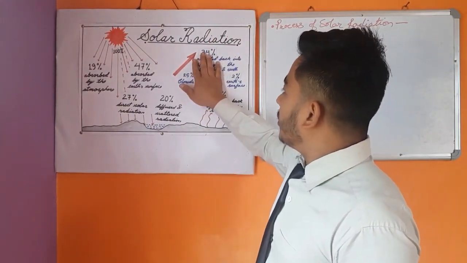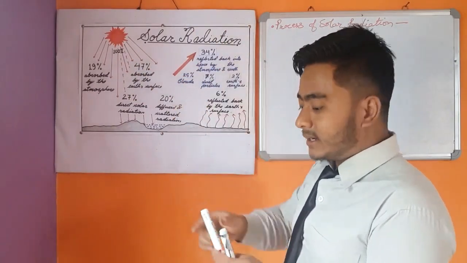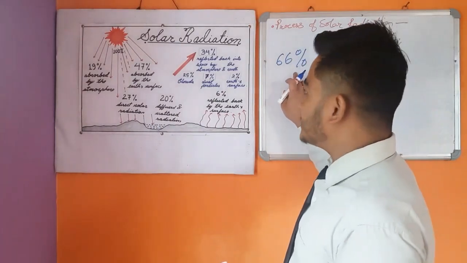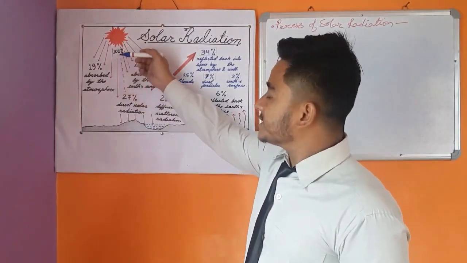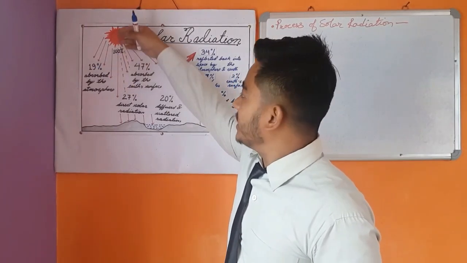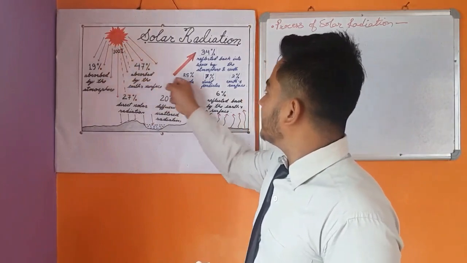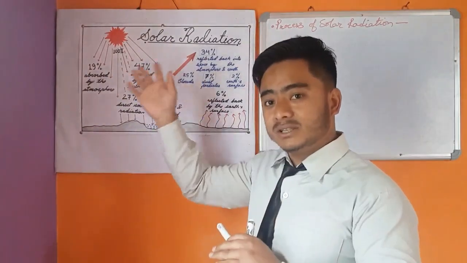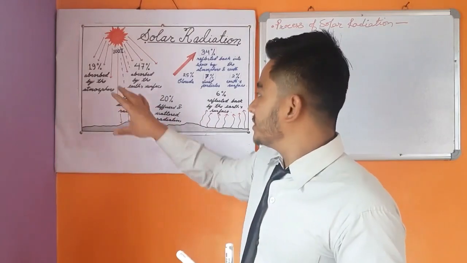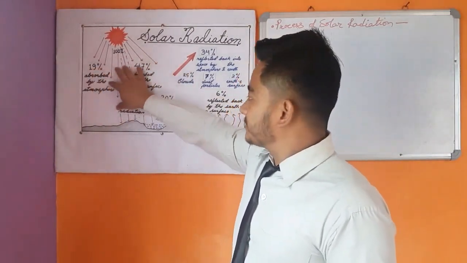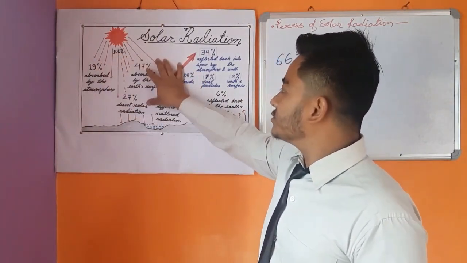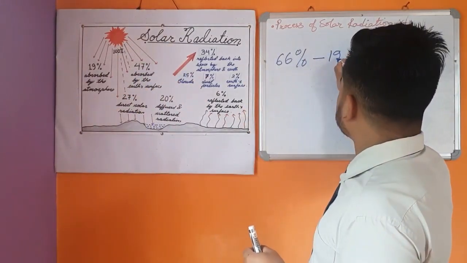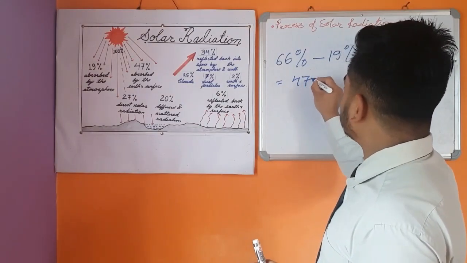So now, out of the 100%, 34% is reflected back. Now, the remaining is 66%. Out of this 66%, 19% of the incoming solar radiation is absorbed by the atmosphere. In the atmosphere there are several gases. We have learned in the composition of the atmosphere and in the layers of the atmosphere. So the gases or the dust particles present in the atmosphere absorb 19% of the incoming solar radiation. So 66 minus 19, now the remaining is 47%.